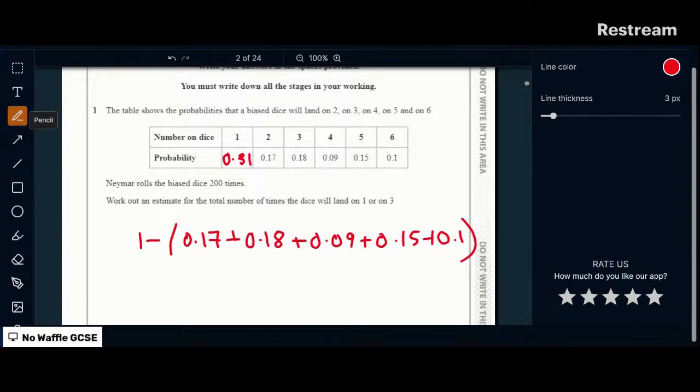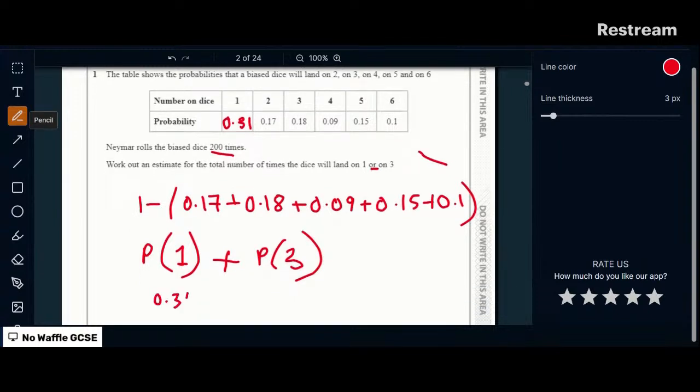Now let's look at the question. The dice is rolled 200 times. Work out an estimate for the total number of times the dice will land on 1 or 3. When it's or, remember you add the probabilities up. So the probability of landing on 1 is, as we figured out, 0.31, and the probability of landing on 3, as is given to us, is 0.18. Therefore, the sum of those two probabilities is 0.49.